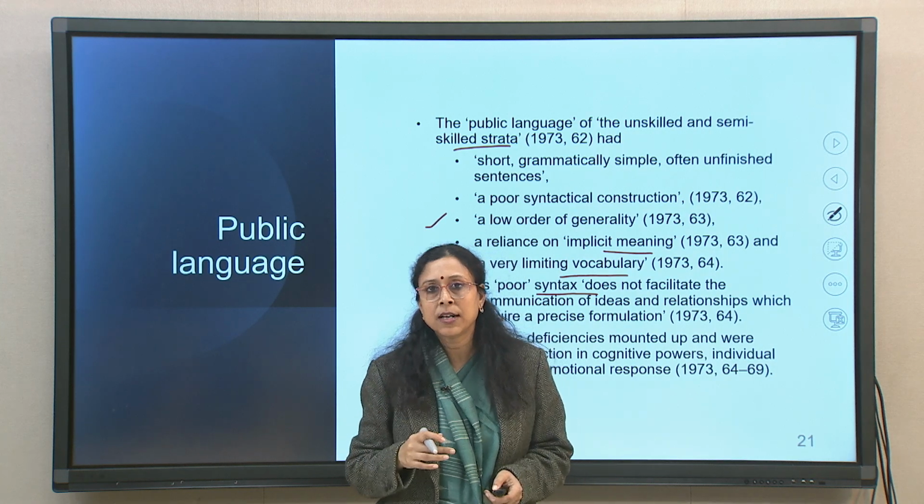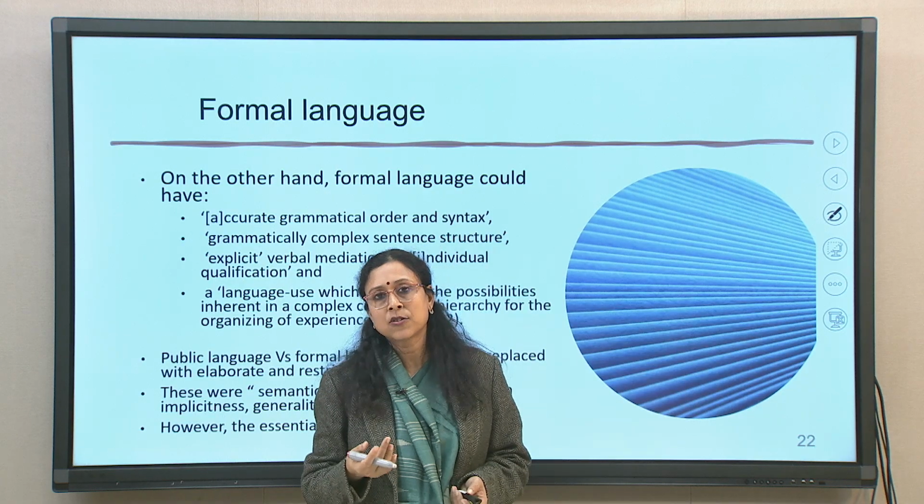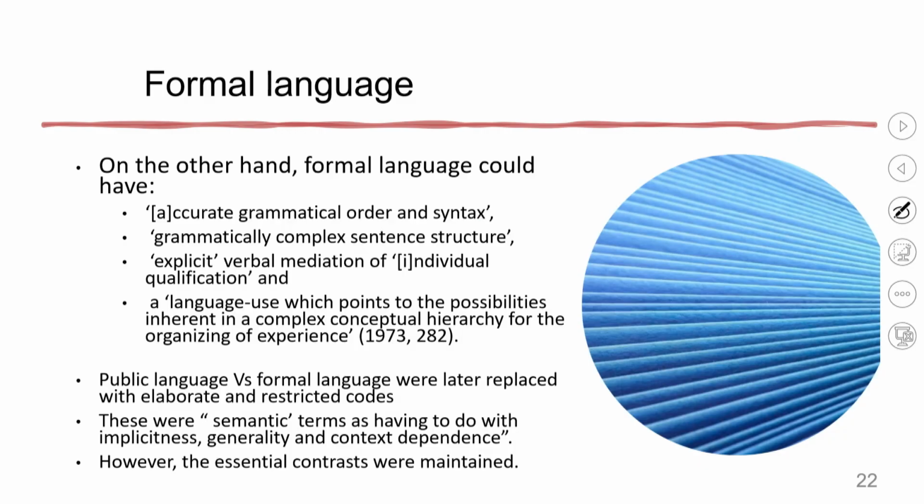So, public language was more often than not poor in syntax: shorter sentences, less complex and so on. Formal language, on the other hand, was the opposite. It had accurate grammatical order and syntax, grammatically complex sentence structure, explicit verbal mediation of individual qualification and language use, which points to the possibilities inherent in a complex conceptual hierarchy for the organizing of experience.